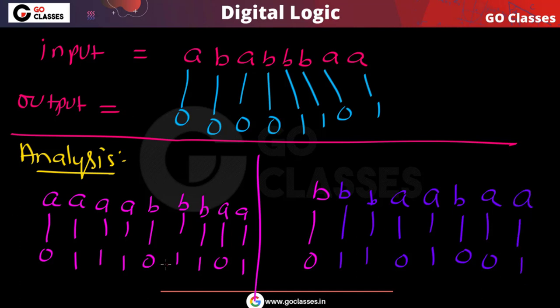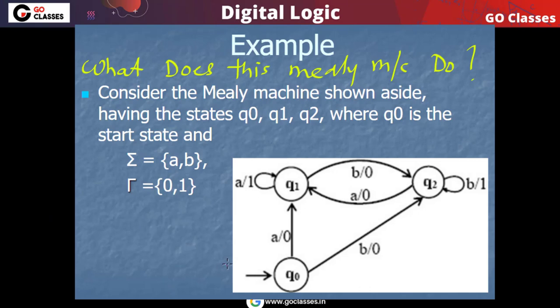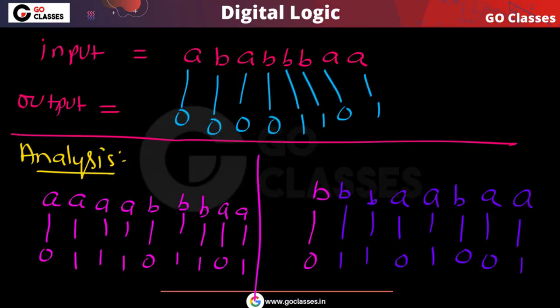Can you observe something? What is happening here? Let me tell you, the observation is very simple. If the first symbol is A or B, output will be 0. But you can notice, after the first A, if another A comes, then the output will be 1. So for the first occurrence of A, output will be 0, but for the next occurrence of A, output will be 1. Similarly, for the first occurrence of B, output will be 0, but for the next occurrence of B, output will be 1.